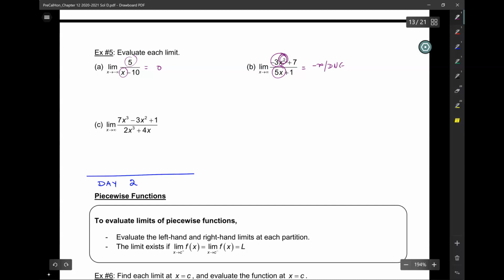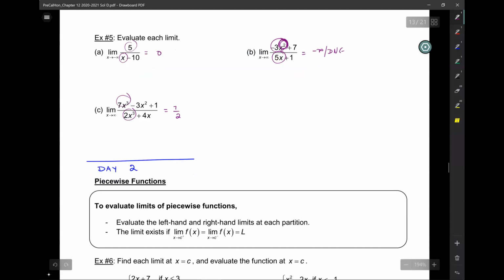Higher degree in the numerator than the denominator. And this one's 7/2. Is it negative instead of positive? Because it's negative 3x squared over 5x, so it reduces to negative. Here, the degrees are the same, so it's 7/2.